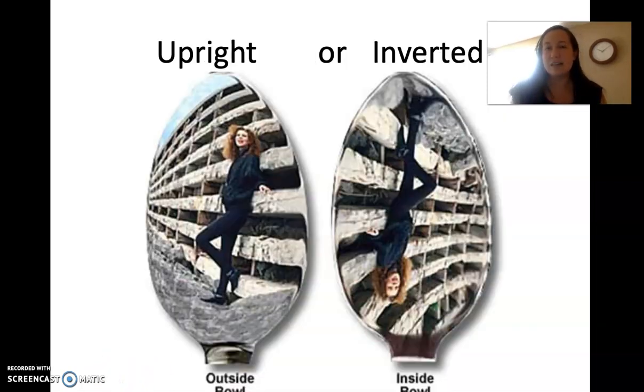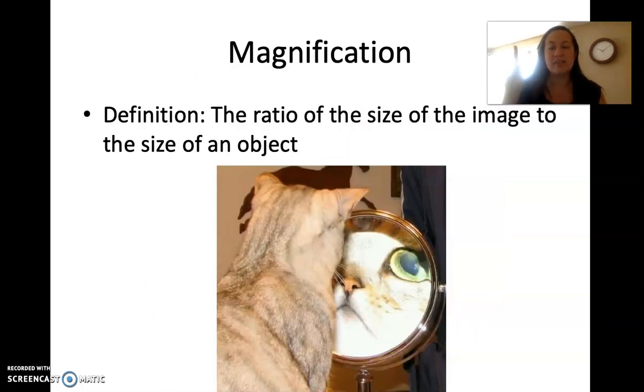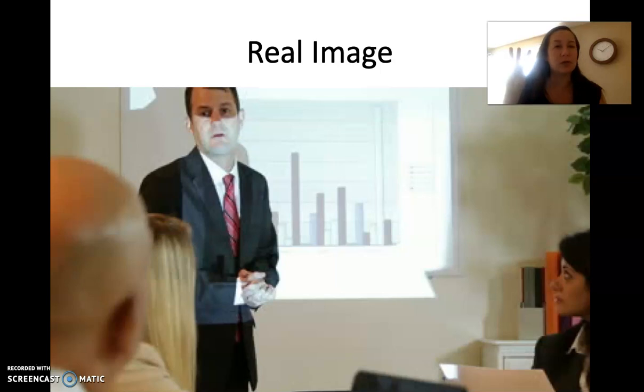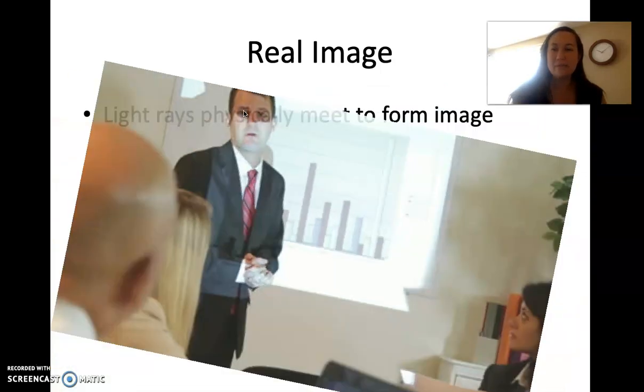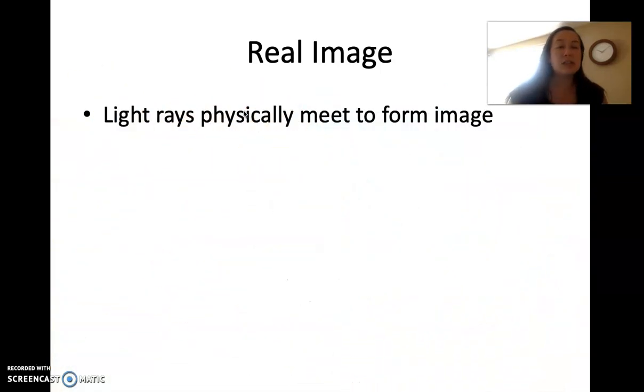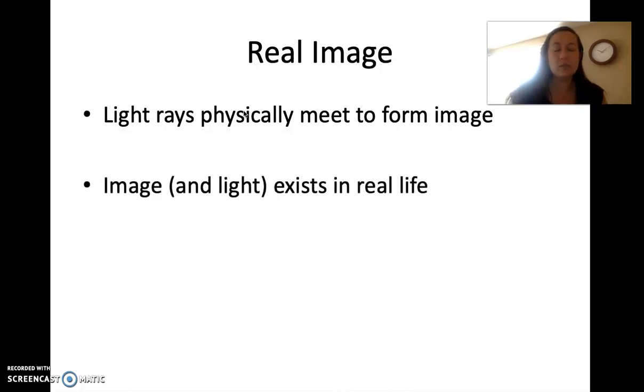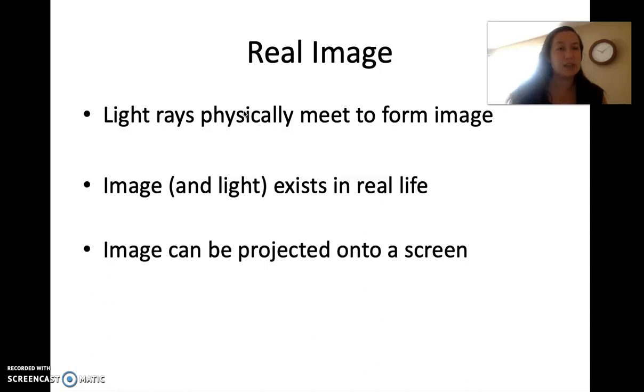So we classify images by their orientation, their magnification, and whether they're real or virtual. And just like before, a real image is one that can be projected onto a screen, or in the case of this poor guy, projected onto his face right there. It's a real image because the light rays physically meet to form that image. And since the light and image exist in real life, it can get projected onto a screen.